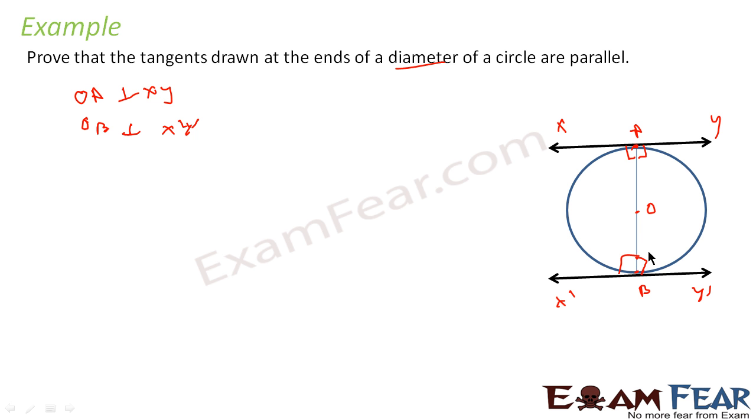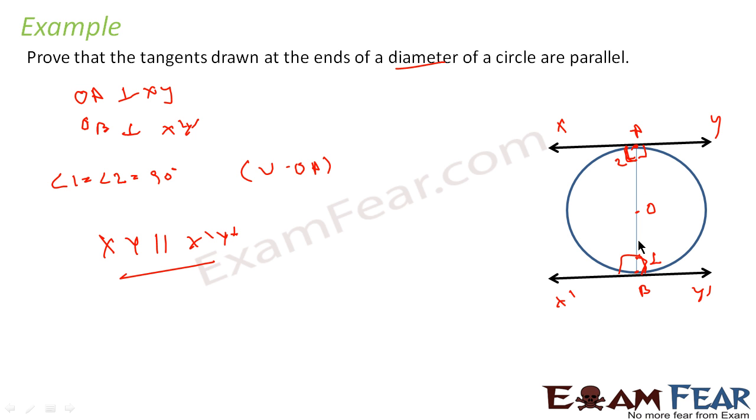Now since these angles are 90 degrees, let's suppose this is angle 1 and this is angle 2. You can say that angle 1 is equal to angle 2, 90 degrees. But they are also vertical opposite angles. Since they are equal and they are vertical opposite angles, we can say that xy is parallel to x dash y dash. Very simple.